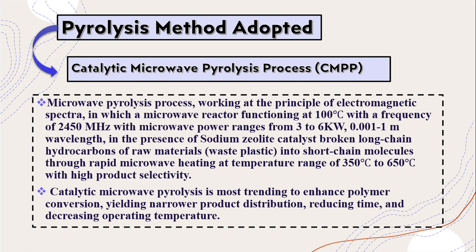The microwave pyrolysis process works on the principle of electromagnetic spectra, in which a microwave reactor functions at 100 centigrade with a frequency of 2450 megahertz, with microwave power ranging from 3 to 6 kilowatt and 0.01 to 1 meter wavelength. In the absence of oxygen and in the presence of sodium zeolite catalyst, it breaks the long-chain hydrocarbons into shorter ones in the rapid microwave heating process, at a temperature range of 350 to 650 centigrade, with high product selectivity.